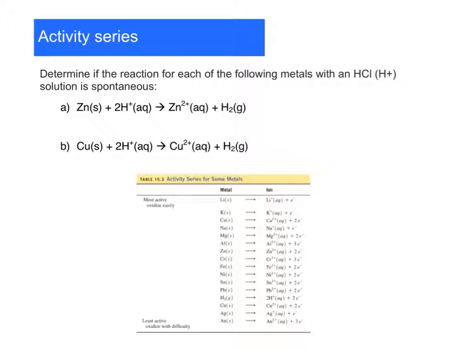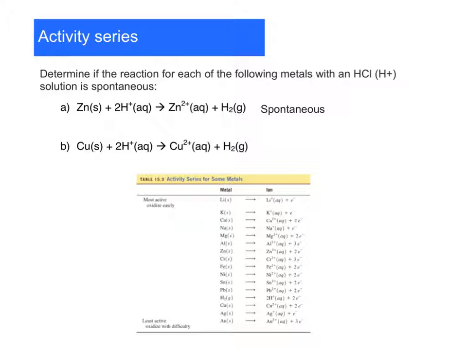And so that means that zinc is more easily oxidized than H2 is. So in this reaction, zinc is the thing that's oxidized, and H2 is the thing that's reduced. So as long as the thing that's oxidized is higher on the list than whatever's being reduced, then the reaction will be spontaneous. So part A is spontaneous because zinc is above H2.